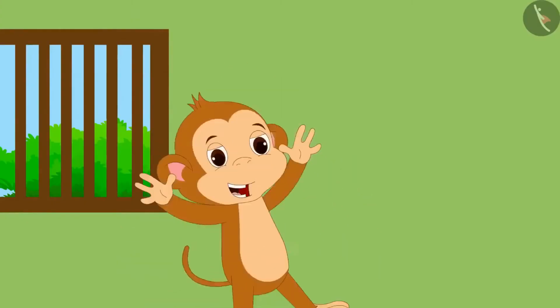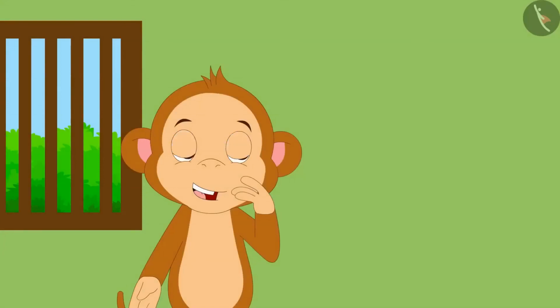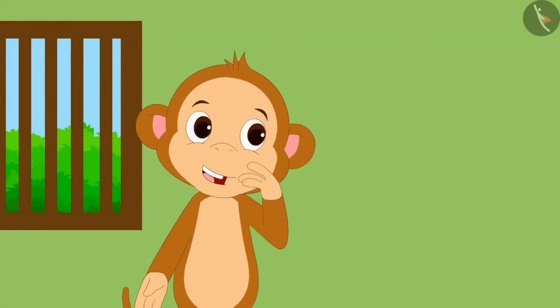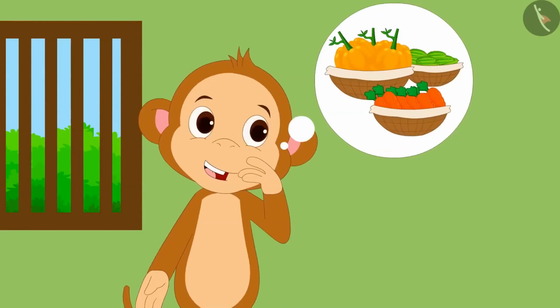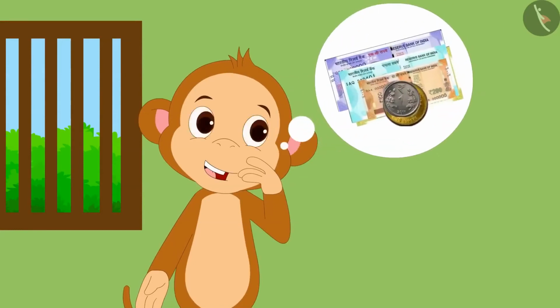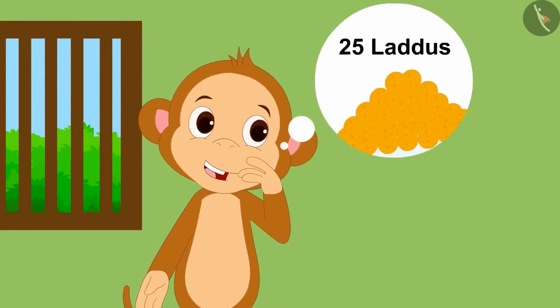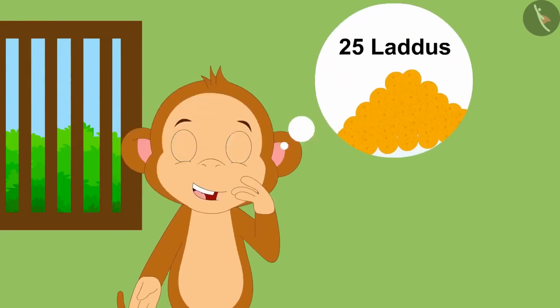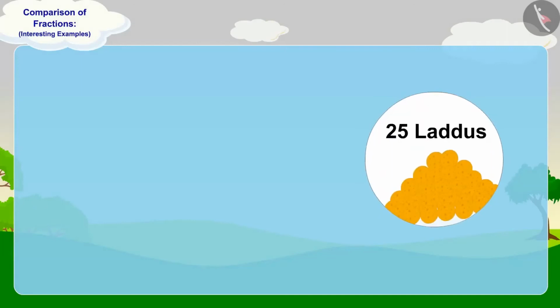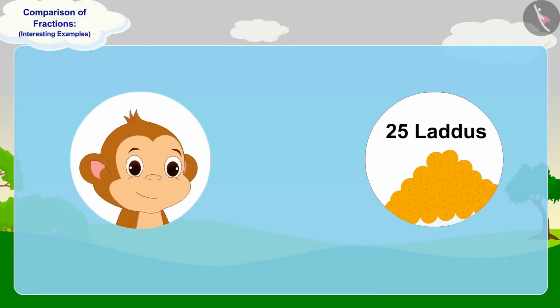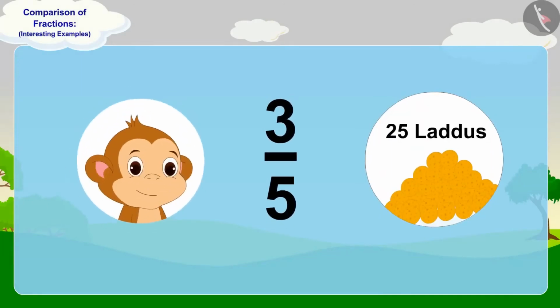Babban became happier thinking about all this. Now, Babban is thinking that when he sells his vegetables in the market, he will get a lot of money. Out of that money, he will buy 25 laddus with some money. Out of those 25 laddus, he will eat 3/5 of it in a single day.